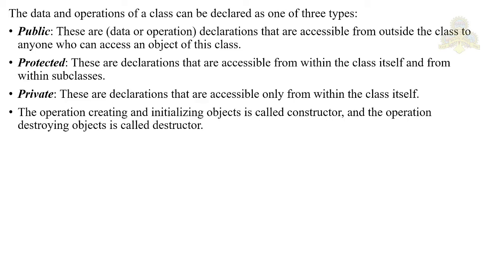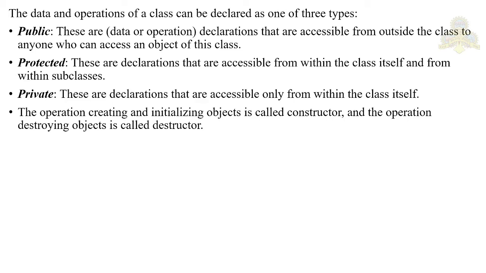The next one is protected. The protected access modifier is similar to the private access modifier in the sense that members declared as protected can't be accessed outside of their class, unless with the help of a friend class. The difference is that class members declared as protected can be accessed by any of the subclasses or derived classes of that particular class. So protected declarations are accessible from within the class itself and from its subclasses or derived classes.